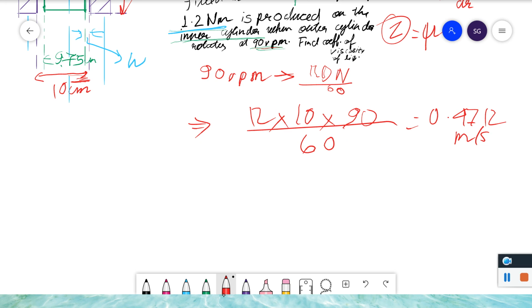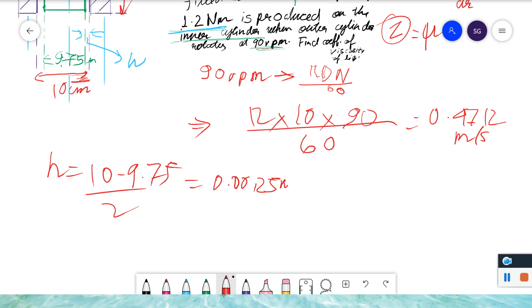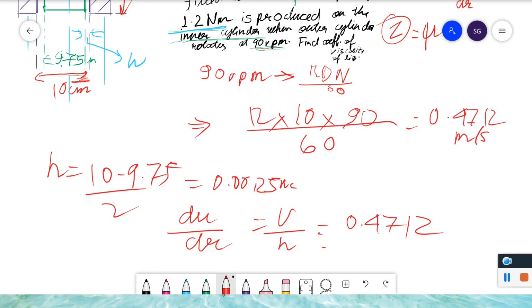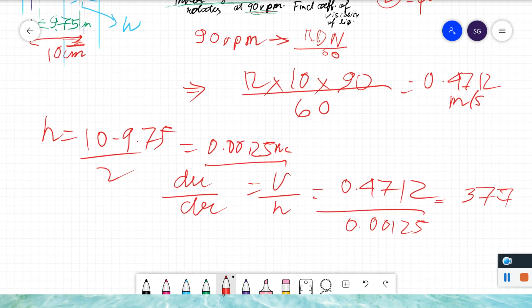Clearance, I have already found out that h was equal to 10 minus 9.75 by 2, which comes out to be 0.00125 meter. So now du by dr, that is v upon h, here the h is the clearance, that is r, so it is 0.4712 divided by 0.00125. This comes out to be 377. So after this, we will just proceed further.